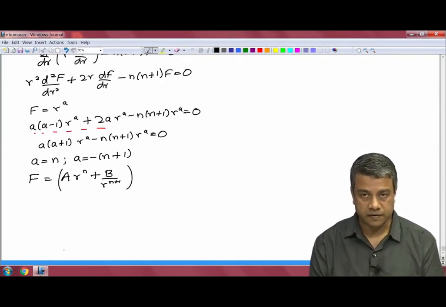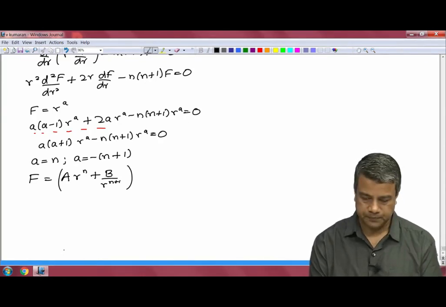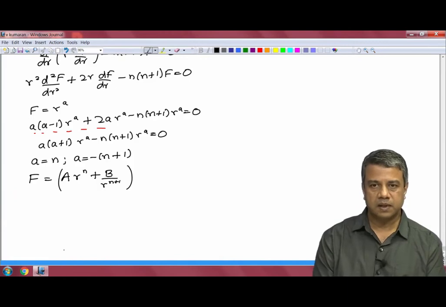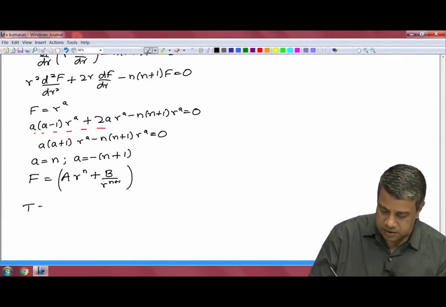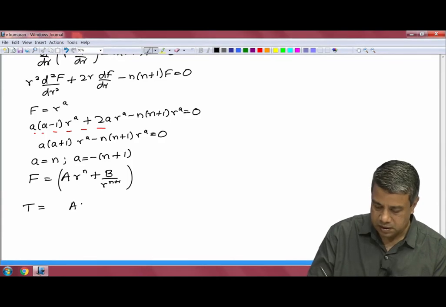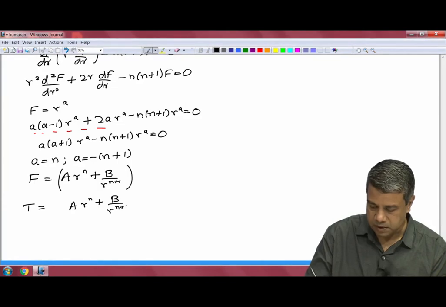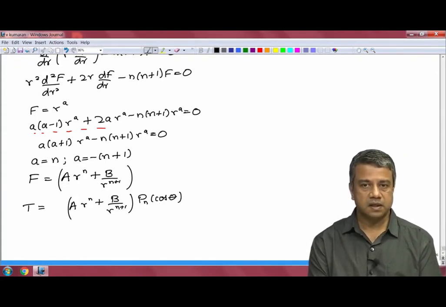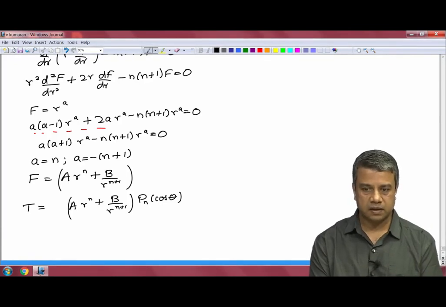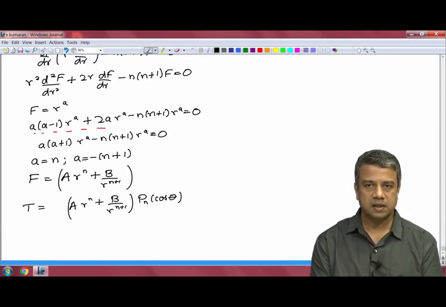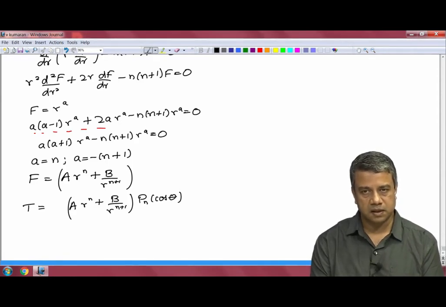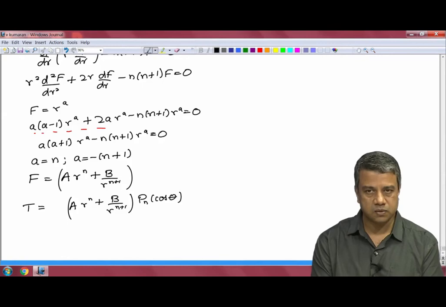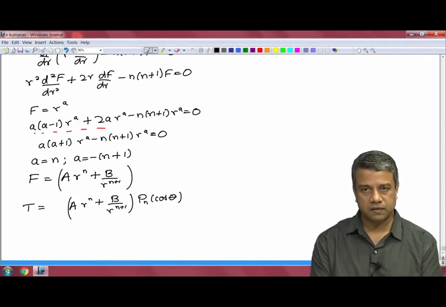For integer values of n, my solution for the temperature has to be equal to f times g, a r power n plus b by r power n plus 1, times P_n of cos theta. This satisfies the equation for any value of n, because the radial part becomes minus n into n plus 1, the theta part becomes n into n plus 1, the two sum to 0. Satisfies for any value of n.